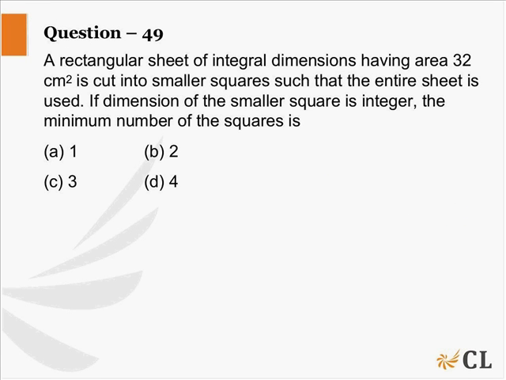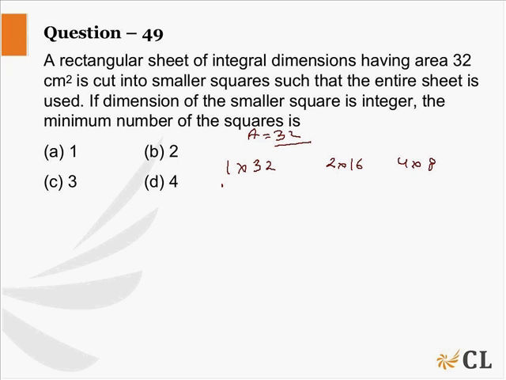Right, 49. So a rectangular sheet of integral dimension, area is 32. He's saying that the dimension is integral. So there are three cases. Either it could be 1 cross 32, 2 cross 16 or 4 cross 8. There are three possibilities. Now you have to cut it into smaller squares such that the entire sheet is used. Dimension of each smaller square is also an integer. The maximum number of squares is.